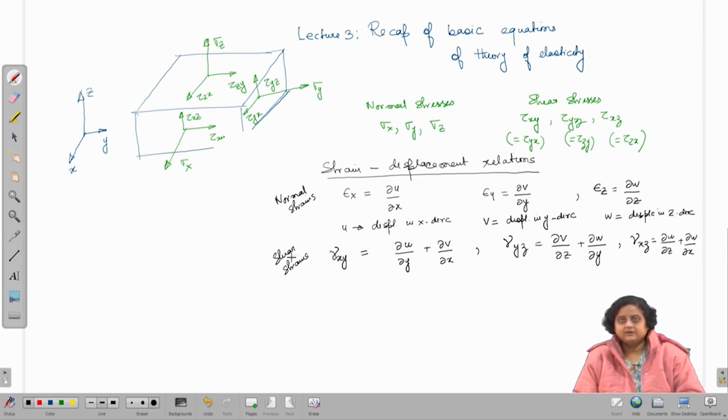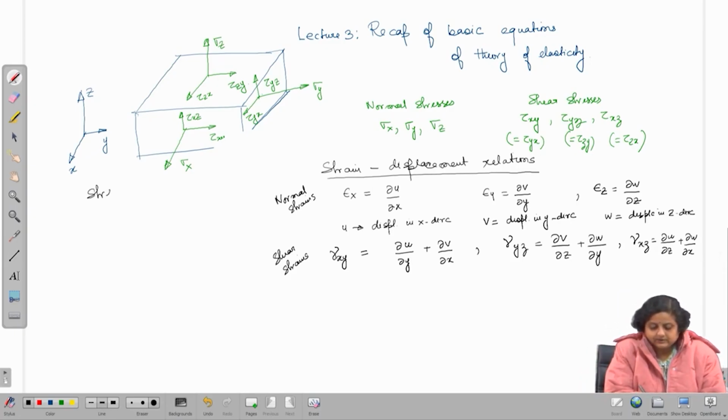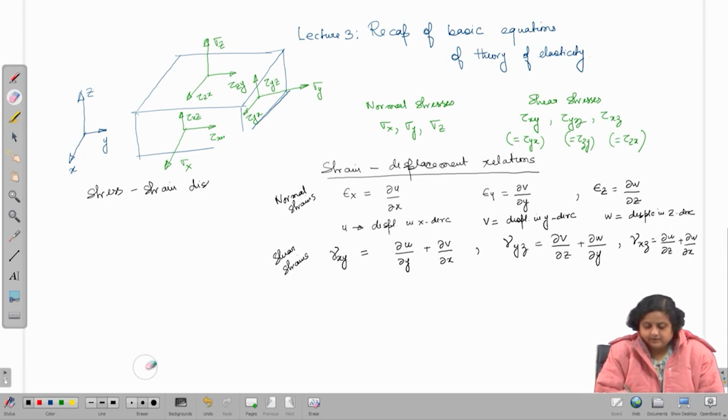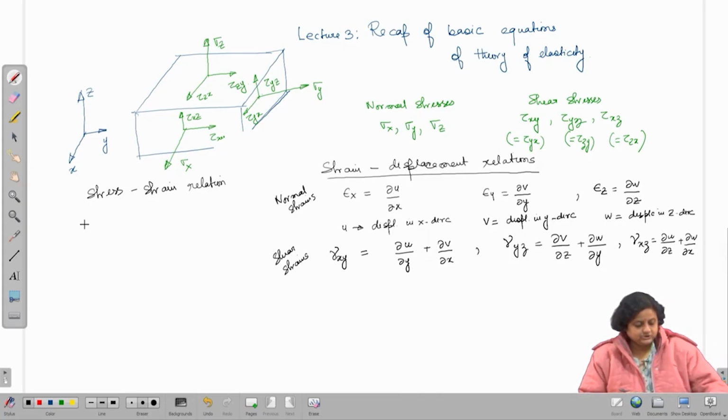Apart from the strain displacement relation, there are 6 more equations which denote the stress strain relation that we also need to keep in mind and will be using in the rest of the course. So, let me quickly write down the stress strain relation that is required for all the derivations that we will be doing in the later part of the course. The stress strain relation is obtained in terms of the Young's modulus and the shear modulus.